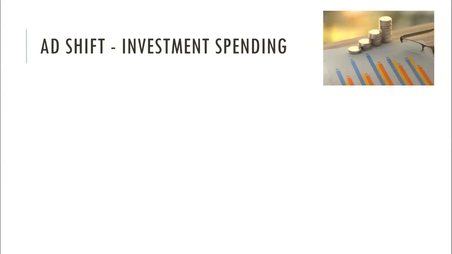We can have shifts in aggregate demand because of changes in investment spending. This could be new production or purchases of capital goods, technology, any kind of new home construction. Investment spending here is not talking about the stock market. This is not any sort of financial investment. This is investment in physical products that change productive capacity, and also new homes.